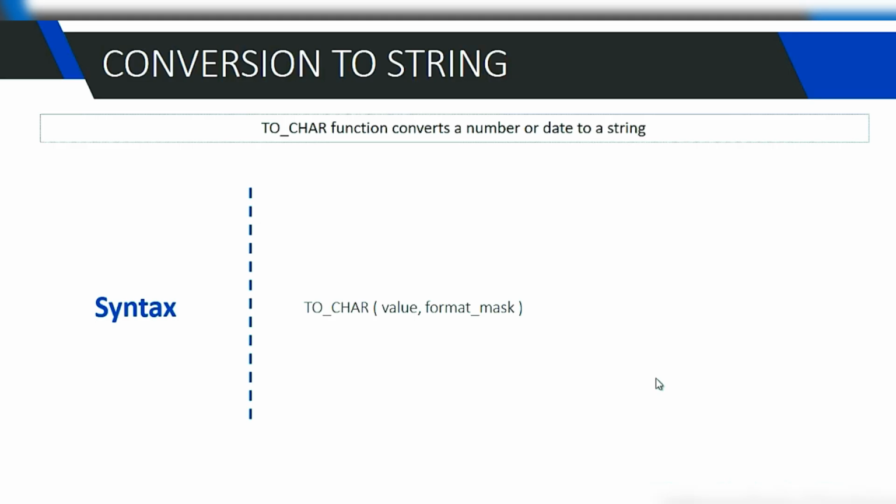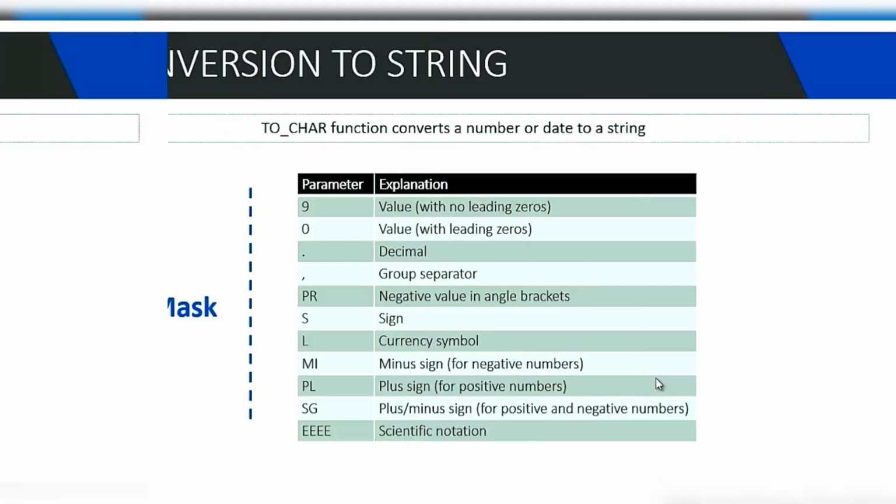So to convert the data in the column from number or date to string, we will be using the toChar function. The syntax of the toChar function is you write toChar, give the value which you want to change to string. This value can be either a number or a date. Then you'll specify a parameter which is called format mask. This format mask will have different values for number and different for date. Let us see first the values that it can have when you are changing it from a number to a string.